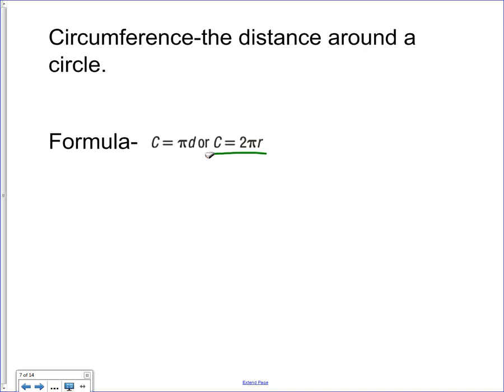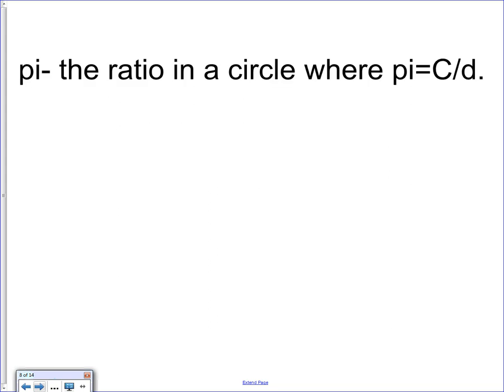This leads us to what we spent our pi day on. So what is pi? Pi is the ratio in a circle where pi equals the circumference over the diameter. That's in any circle. So if you take the measure of any circle's circumference and divide it by the diameter, you will get pi, roughly 3.1415, right? And you can do that with any circle.